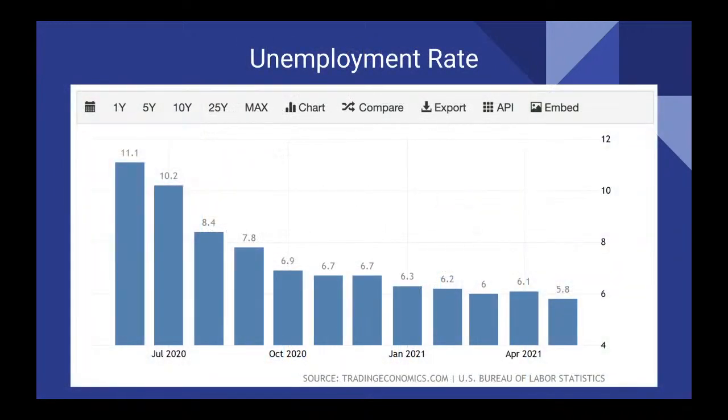And then this unemployment rate. Okay, so in May, last month, it was 5.8, which is good, meaning the unemployment rate is going down.